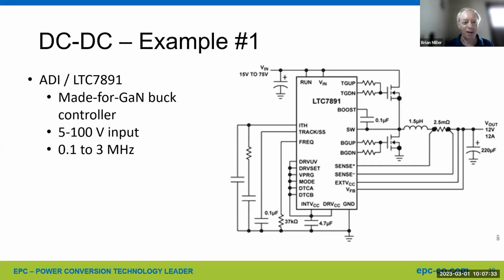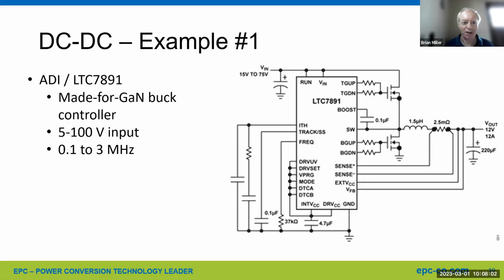Here's example number 1, a very new controller from Analog Devices. Now, this controller is a made-for-GaN buck controller. The input can be from 5 to 100 volts. It can go all the way up to 3 megahertz, but down to 100 kilohertz if you'd like. It's a very nice part because a lot of things are self-contained. You see the 2 FETs here. There's not a lot of external parts. And it has some features to minimize the dead time.